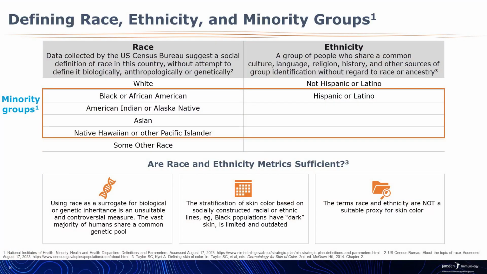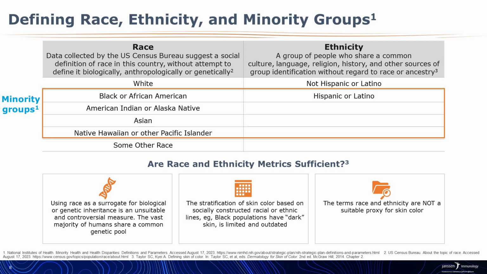Race, ethnicity, and minority groups are terms which are often used interchangeably, but they're actually quite different. Data collected by the U.S. Census Bureau suggests that the term race is a social definition, without attempt to define it biologically, anthropologically, or genetically. An ethnicity is a group of people who share a common culture, language, religion, history, and other source of group identification without regard to race or ancestry.